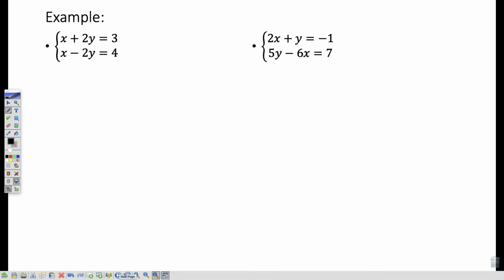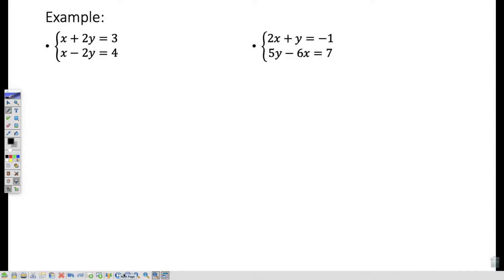Okay, so we have a system of equations. We have x plus 2y equals 3 and x minus 2y equals 4. If I ask you to solve this system, what would you do? Stare at it for a little while. Anybody thinking towards elimination, substitution?